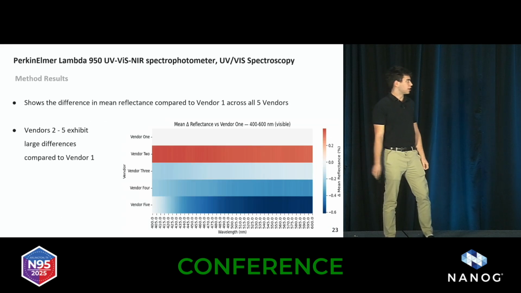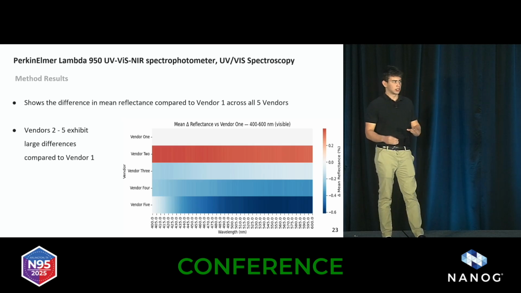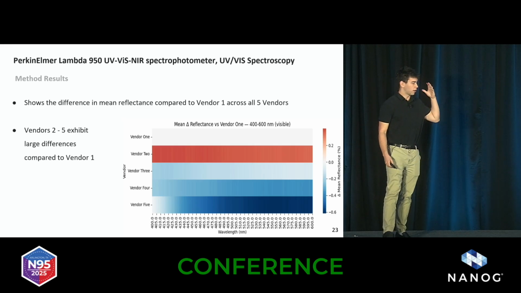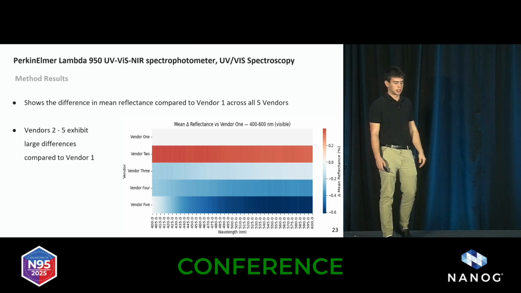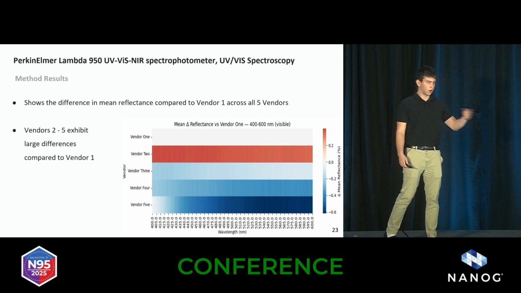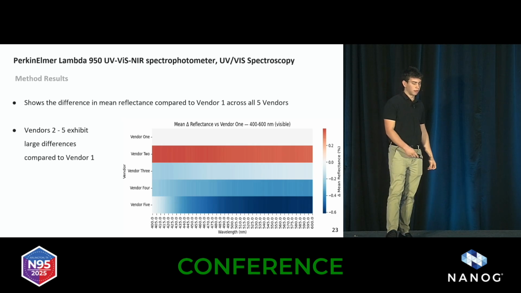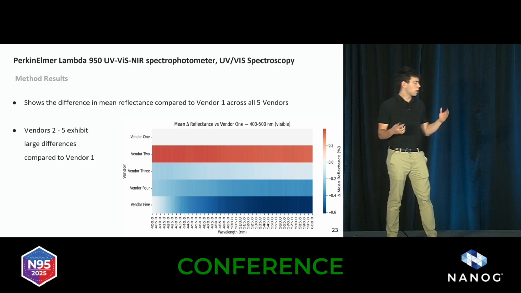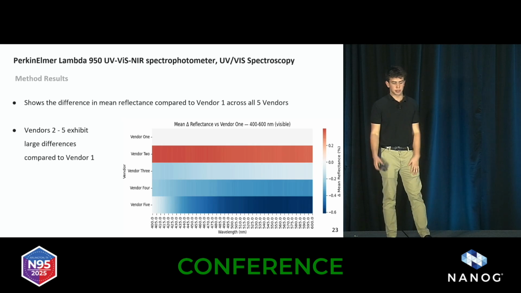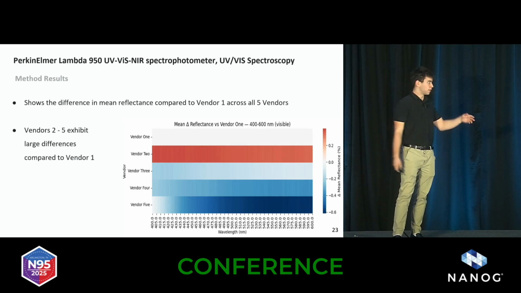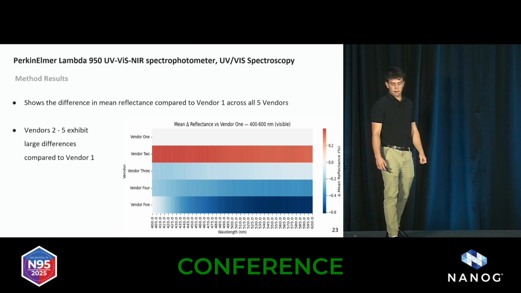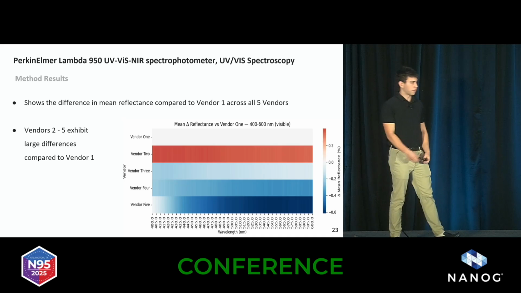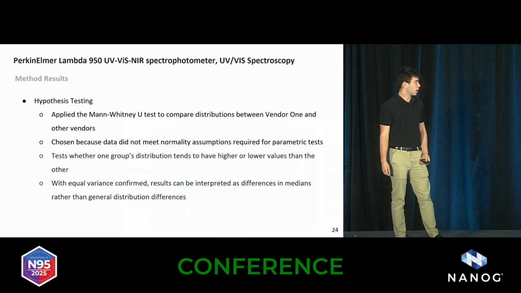And here is just an overview. This is not a very in-depth statistical analysis, but you could clearly see that there's a difference in mean reflectance compared to vendor 1 across all 5 vendors. This is over the 400 to 600 nanometer wavelength, which is visible light. It's very clear that there's a visual difference. Vendor 2 is consistently higher, while vendor 5 is consistently lower, and you'll see more of that in the next slide.